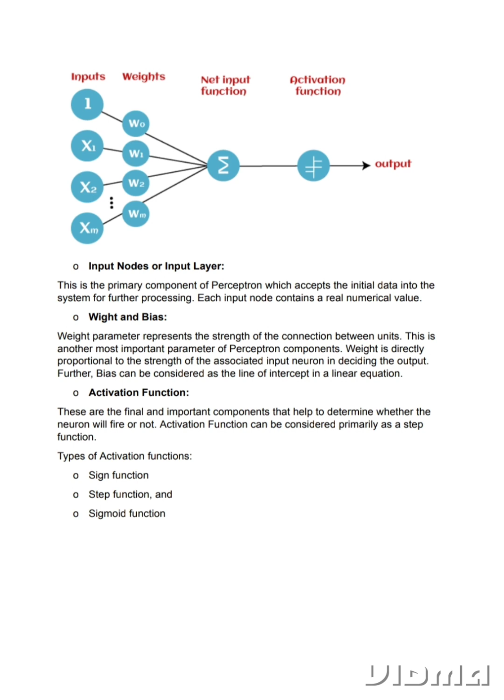Further, bias can be considered as the line of intercept in a linear equation. Activation function. These are the final and important components that help to determine whether the neuron will fire or not. Activation function can be considered primarily as a step function. Types of activation functions: sign function, step function, and sigmoid function.